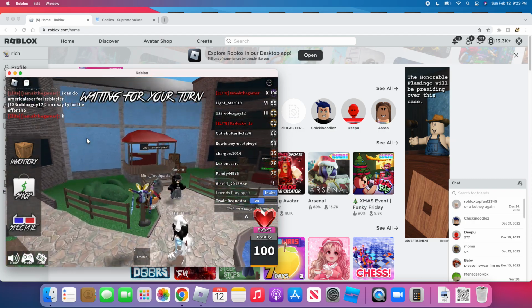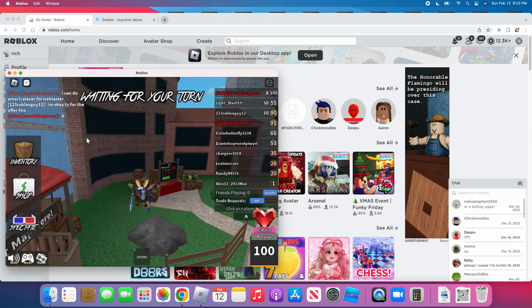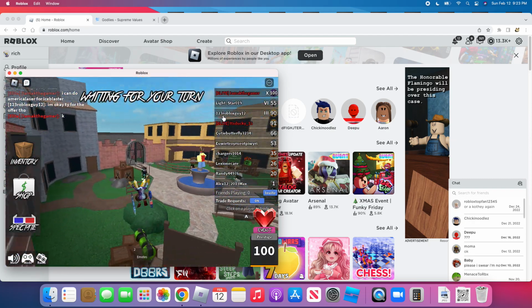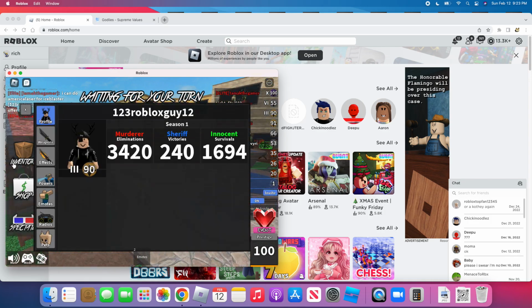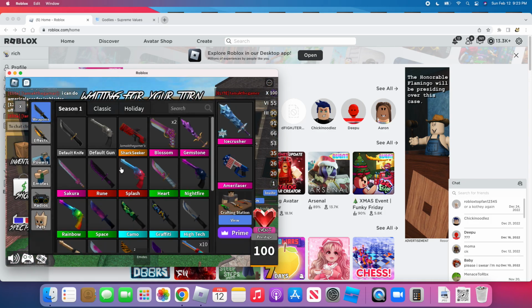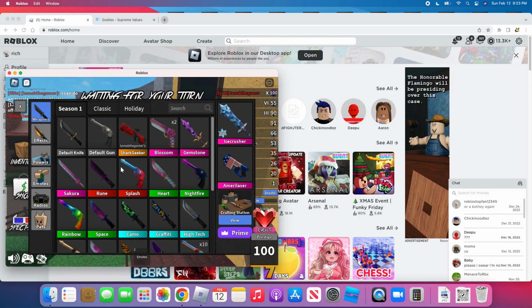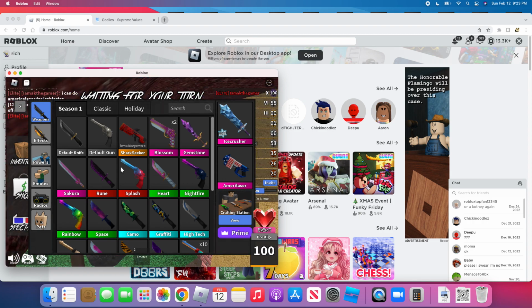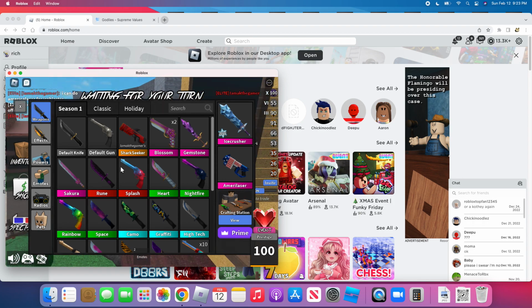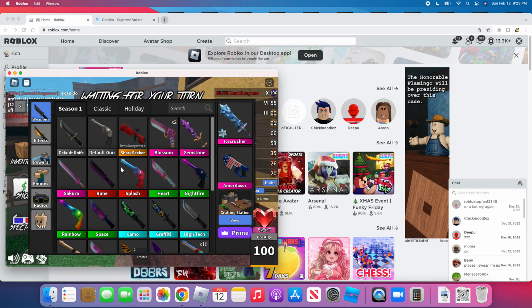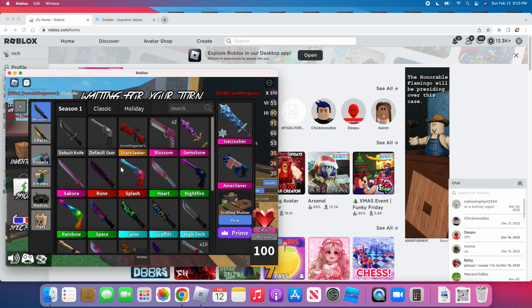Guys, so I gave a free Sakura to be nice. As you can see, I had two Sakuras, but no. I traded Sakura for a few good things: an Icebreaker and, I don't remember, Icebreaker and gemstone.